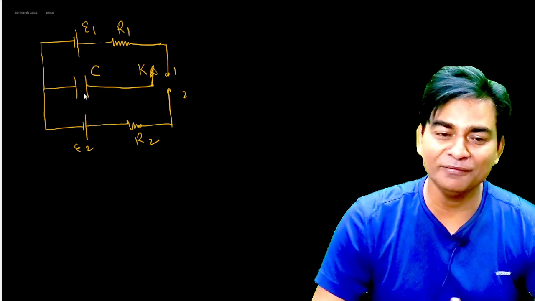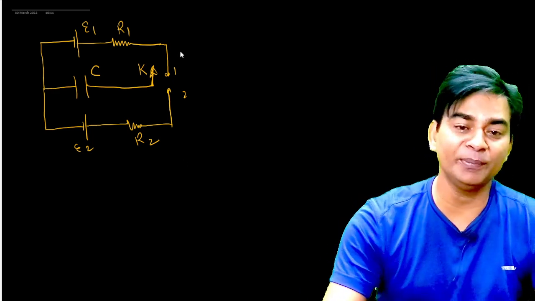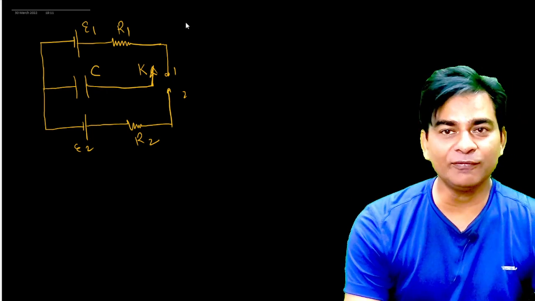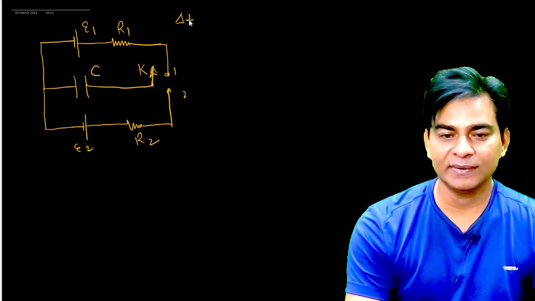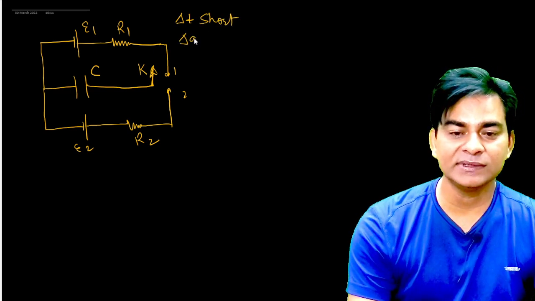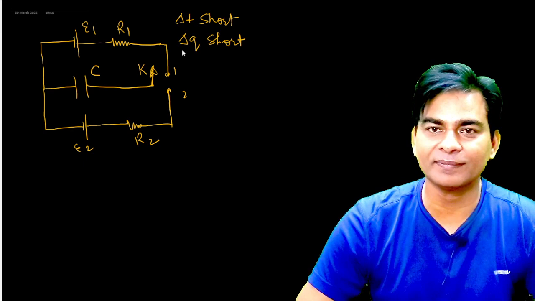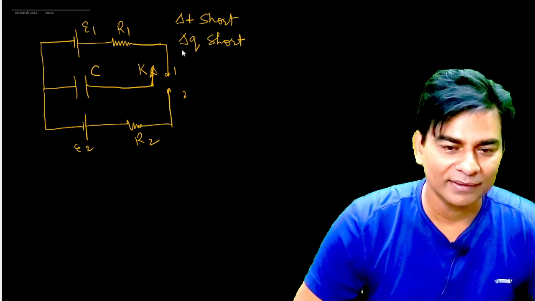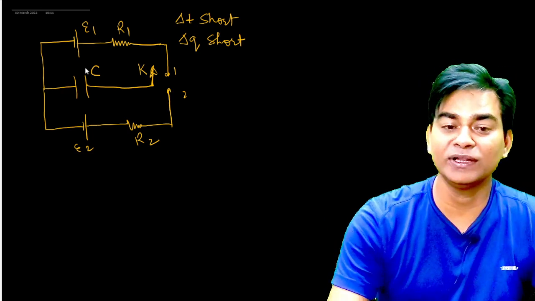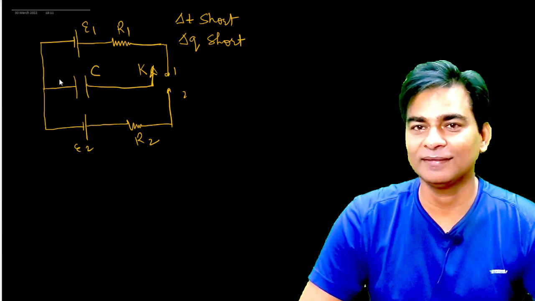Then we are confused, charge will not saturate, but he wrote a statement: connections are for a short time, delta T, and this is short, such that changes in charge are also small. We have to tell the final charge on the capacitor. What could be the way to solve the question?